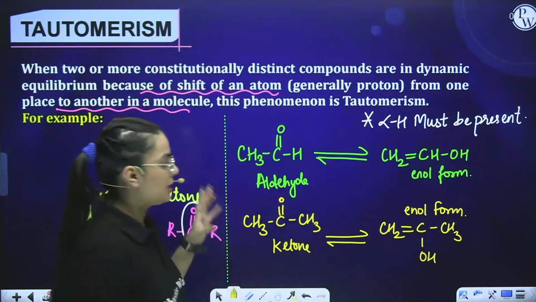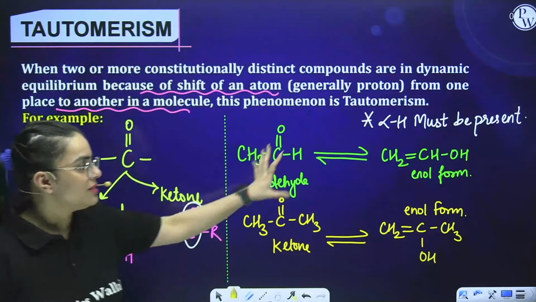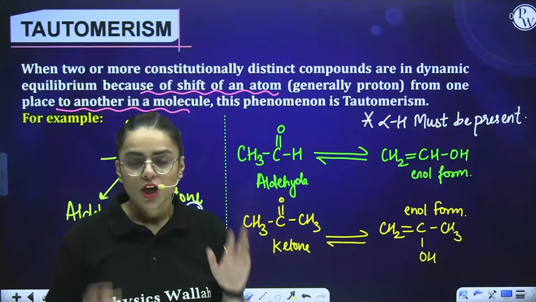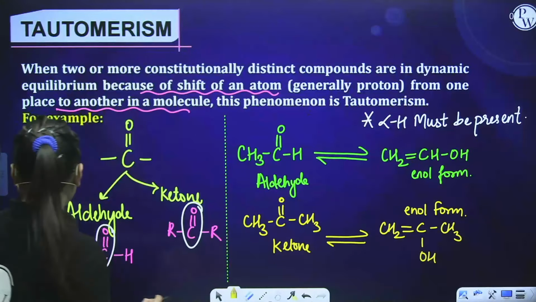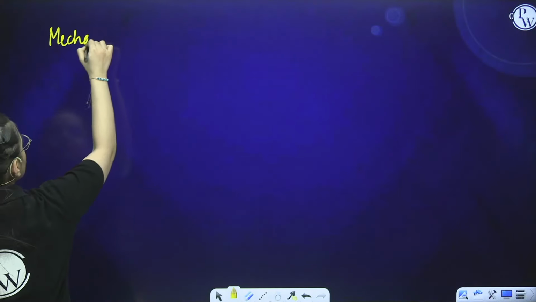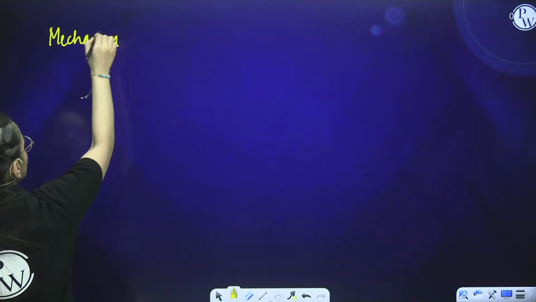Clear, students? Now I am going to explain how these are converted into their enol forms. To understand this, first we need to understand the mechanism. Now, what is the mechanism? I am taking both of these cases, for aldehyde as well as for ketones.